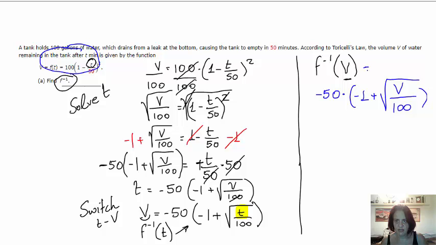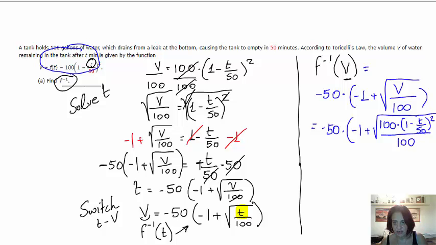So the inverse of f at v is going to be nothing else than negative 50 times (negative 1 plus the square root of, and on top of the square root now I have to write, instead of v, that is 100 times (1 minus t over 50) squared, divided by 100). Everything is under the square root. I can simplify the hundreds because they cancel each other. And then I have the square root of a square, so I can also simplify the square root with the square.